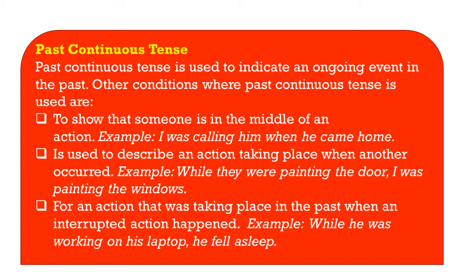Okay, here two actions are mentioned. One is while they were painting the door, and another person was painting the windows. In those cases, we should use past continuous tense. Next, for an action that was taking place in the past when an interrupting action happened. Example, while he was working on his laptop, he fell asleep. In these conditions, we can use past continuous tense.